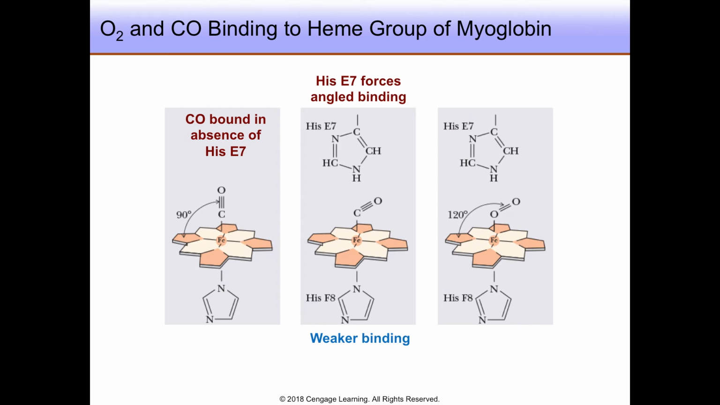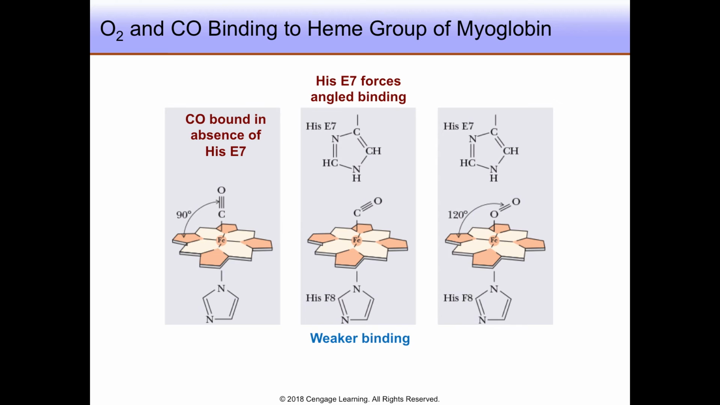Look at the figure on the far right, and you can see that the position of histidine E7 forces the oxygen molecule into an angled binding to the heme iron. In the center figure, we see that the same is true when heme binds carbon monoxide. To see the significance of this, look at the figure on the left.